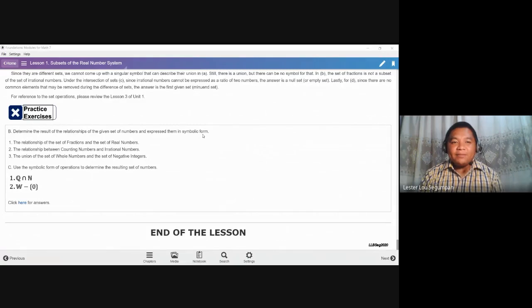In practice exercise B, it is concerned with the identification of the relationships and we need to express them in symbolic form. And in letter C, the reverse, the other way: we are given a symbolic form already, and we're going to determine the resulting sets of numbers for the operations. Okay, so let's go to another window containing the items so that we could actually scribble down our answers.